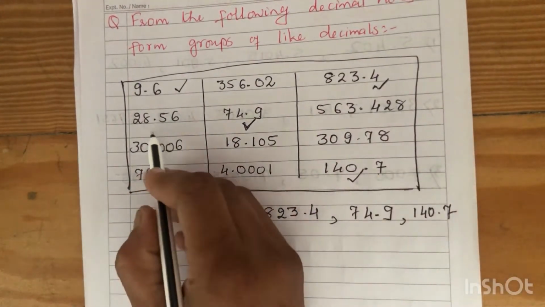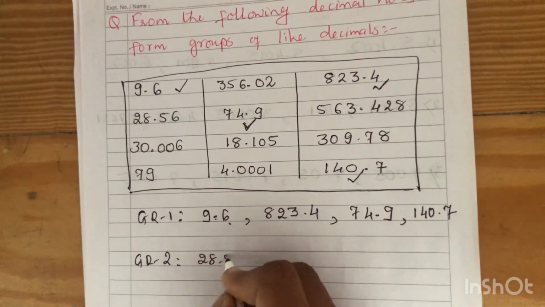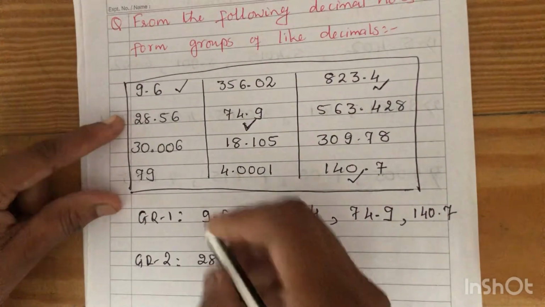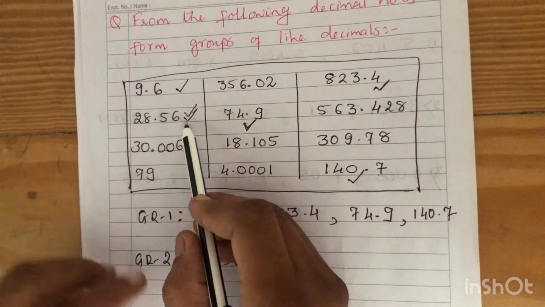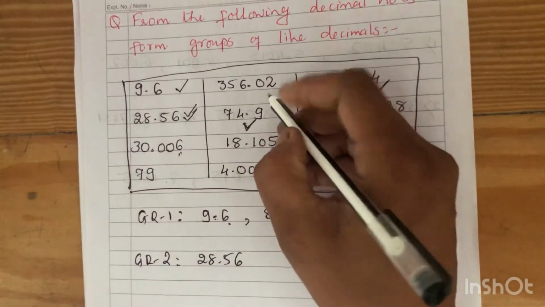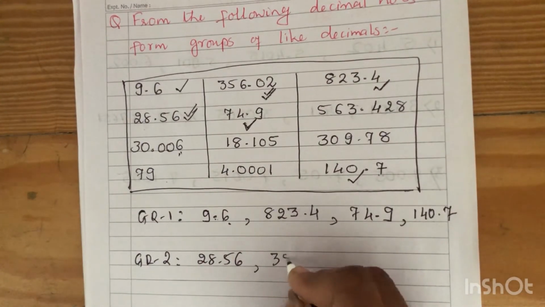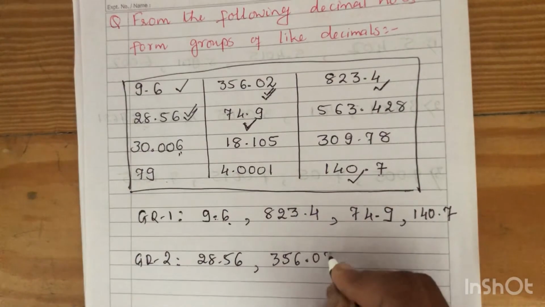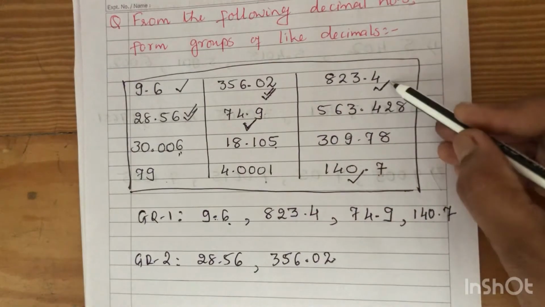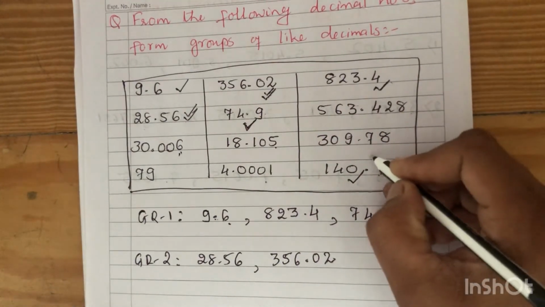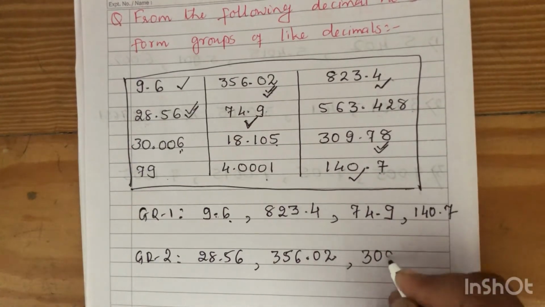So here I am taking 2 decimal places. Let me write 28.56. So this is one of the numbers I have placed. Now find the numbers with 2 digits after the decimal point. Yes, you can see 2 digits after the decimal point, so I can place 356.02 in group 2. Now here this is no, it has 3 digits after the decimal point. Here you have 2 digits after the decimal point, so yes, I can place it in group 2, 309.78, right?